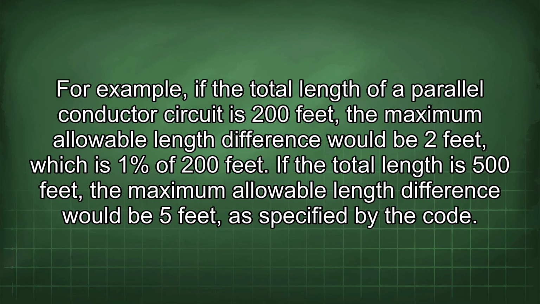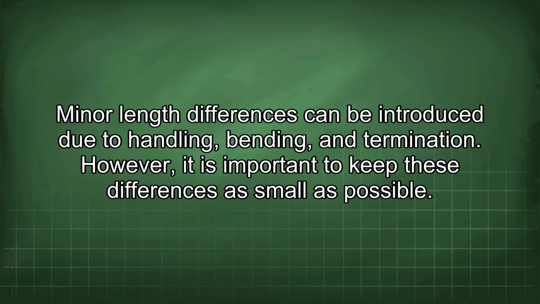For example, if the total length of a parallel conductor circuit is 200 feet, the maximum allowable length difference would be 2 feet, which is 1% of 200 feet. If the total length is 500 feet, the maximum allowable length difference would be 5 feet, as specified by the code. Minor length differences can be introduced due to handling, bending, and termination. However, it is important to keep these differences as small as possible.